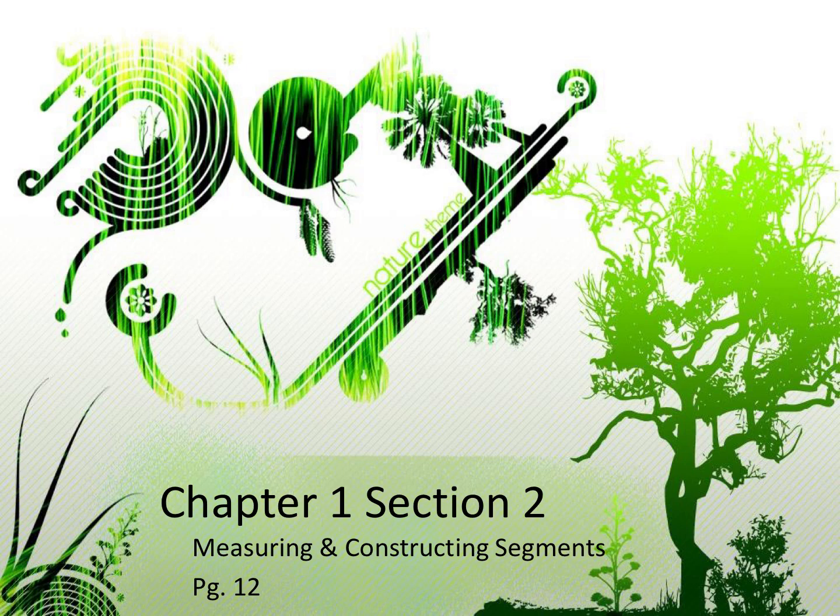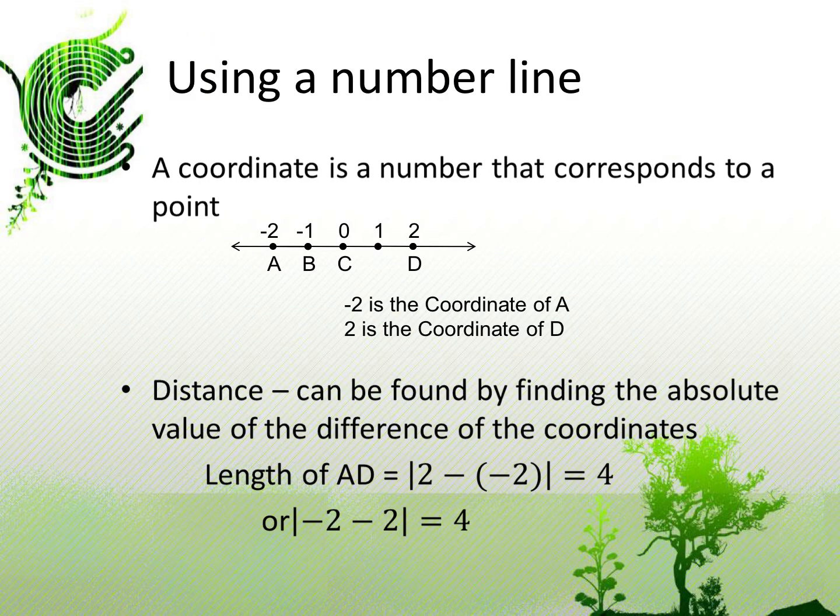This lesson is going to cover Chapter 1, Section 2, which is measuring and constructing segments. First thing we're going to do is talk about something that you have an understanding of, a number line. So what happens is we can identify a coordinate, which is a number that corresponds to a point on a number line. If we use some sort of unit of measure, some tool like a number line or a coordinate plane, we can set our intervals up.